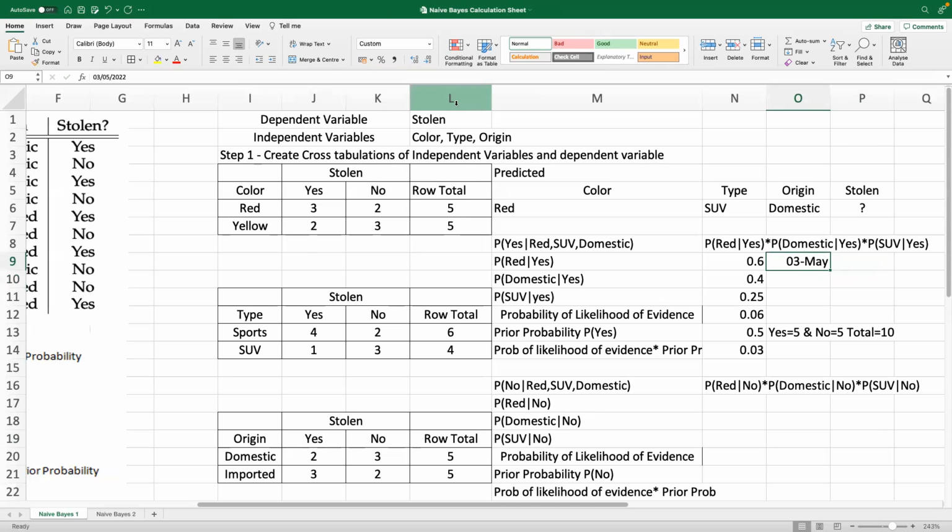Why is this thing 3rd May? Why is this a 3rd May? This thing is a date. This is 3 divided by 5. This is 2 divided by 5. This is 1 divided by 4. This is the multiplication of all three.